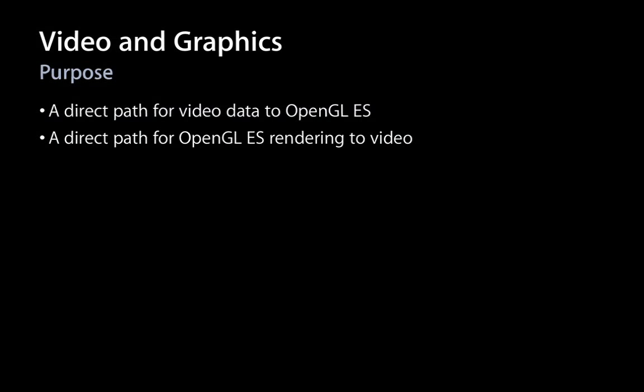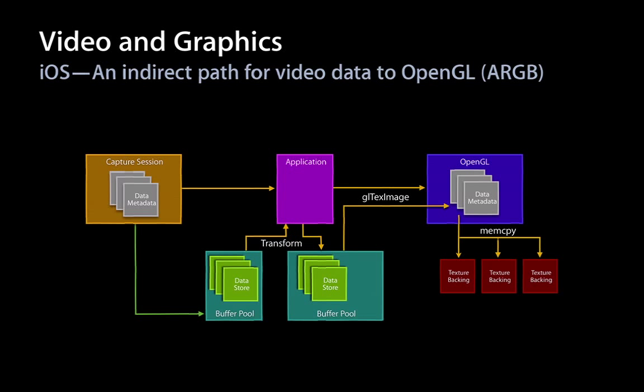What we set out to do was basically create a direct path from the video subsystem to the graphics, and the opposite as well, from graphics to the video. What I mean by direct path is better understood when contrasted with iOS 4. In iOS 4, if you were to get your video captured data into OpenGL, and in this example, I'm assuming that you are trying to convert them to ARGB and get into the OpenGL, you will have your capture session with these AV Foundation created buffer pools. You will capture your data into that.